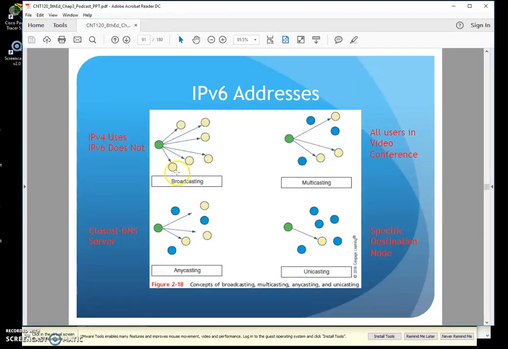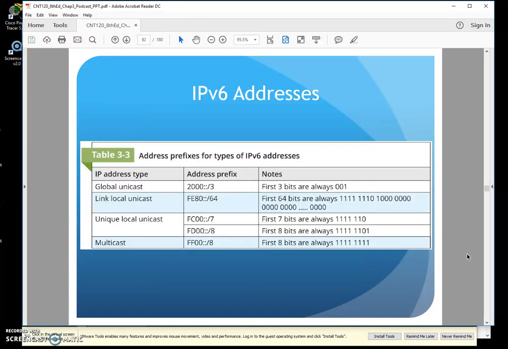So here, we don't have broadcasting. IP version 4 used it, but IP version 6 does not. Multicasting is the same for both. Unicasting is the same for both. Anycasting is kind of unique to IPv6. It's going to try to get to like the closest DNS server. So it identified these yellow nodes, and it's hitting this one first, so it's going to respond first kind of thing. That's an IPv6 thing, Anycast.